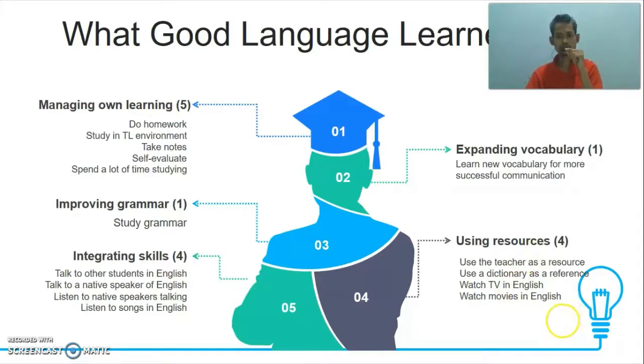They also use the dictionary as a reference, and they watch TV in English, and they watch movies in English. So they find as many resources as they can to get them exposed in the target language. And then the last one, integrating skills, two of which are social skills, which are talking to other students in English and talking to a native speaking English. In this group, good language learners, they try to integrate all language skills, including reading, writing, listening, and speaking.